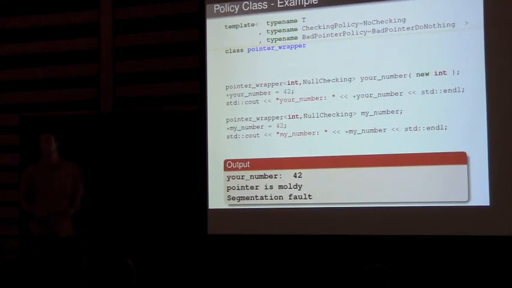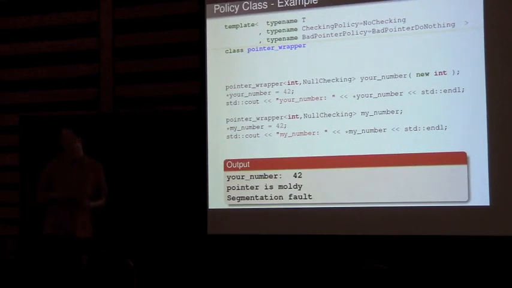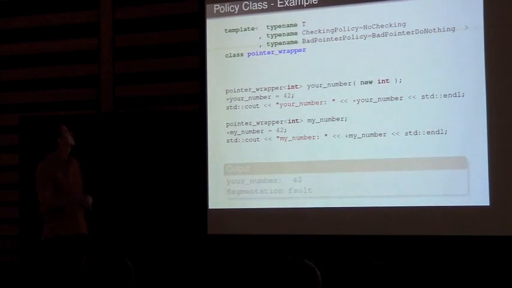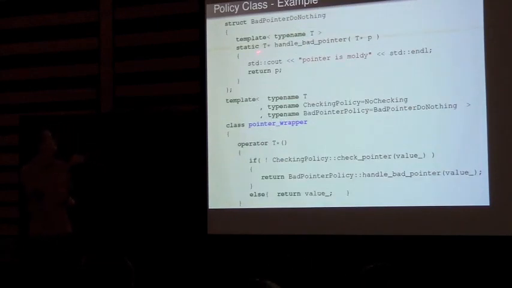Okay, so the keys to policy classes are that they're static, right? They have static methods so that the compiler can figure out what to do at compile time.